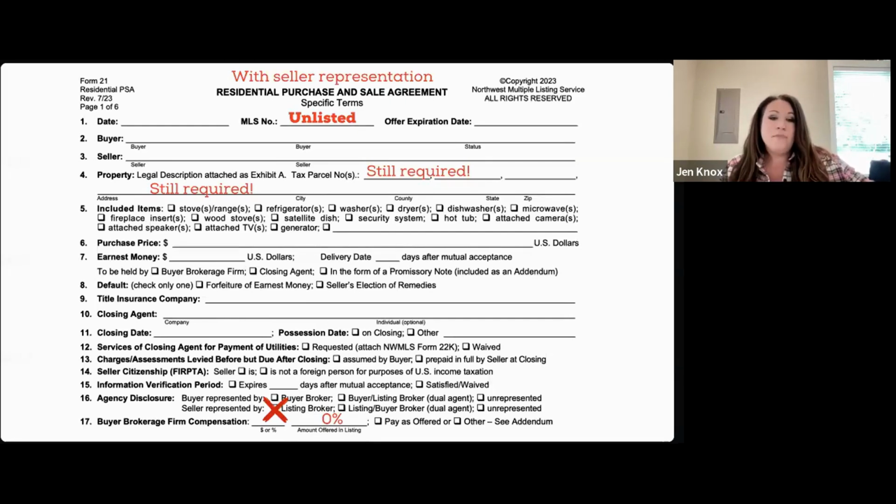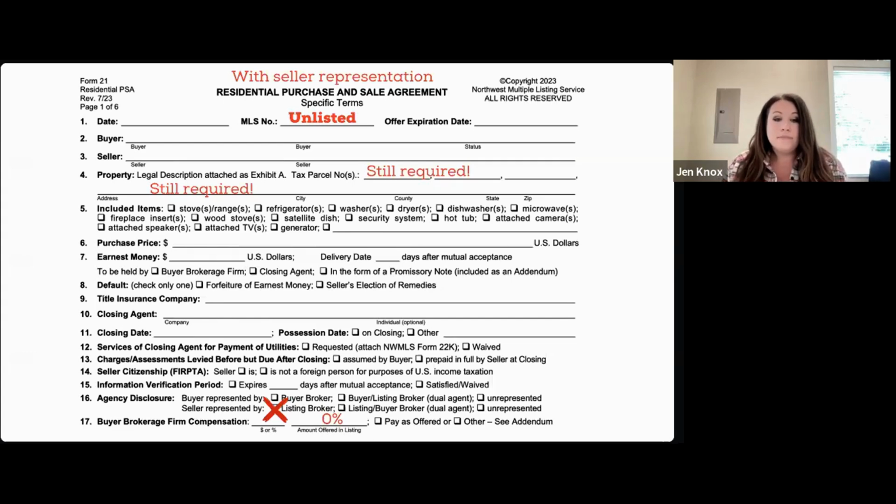Now, skipping all the way down because we're talking about agency relationship and compensation, on line 16, you're going to write that the seller is represented by you. Now, on this, there's no real seller representative option, but the option would be that the seller is represented by the listing broker. And that line coincides with the 2 paragraphs down below, which give all of our contact information and all of our licensing information. Now, line 17, because there is no listing agreement, there's no compensation being offered to a cooperating broker, that number is going to be 0.